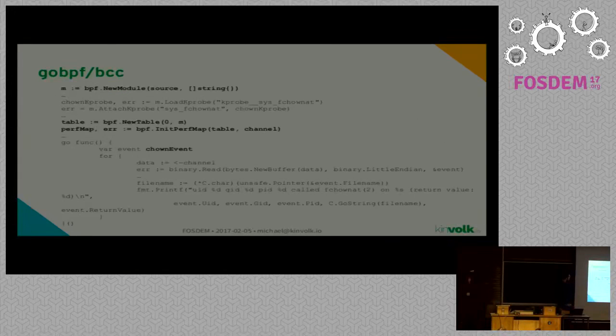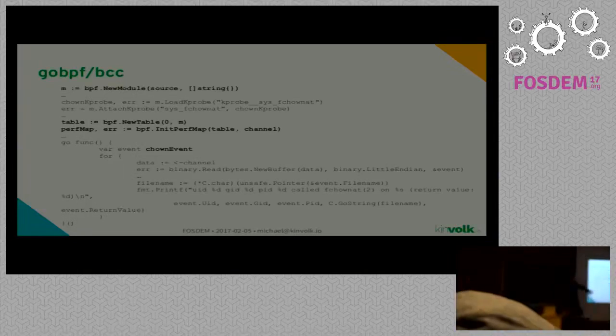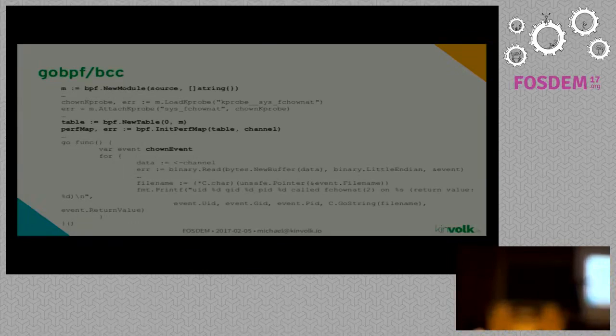And the Go part looks like this. Here we load the source code, then we get a reference to the table, then we get a reference as a perf map, and we pass it a channel, and then we can read the events from the channel. So we have a loop, we just wait for data, and whenever there is data, we print it.